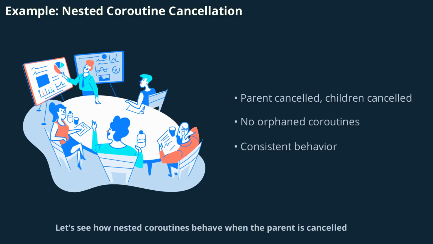Let's see how nested coroutines behave when the parent is canceled. If you cancel the parent coroutine, all its children are also canceled. This ensures that no orphan coroutines are left running, which could lead to unexpected behavior or resource leaks.